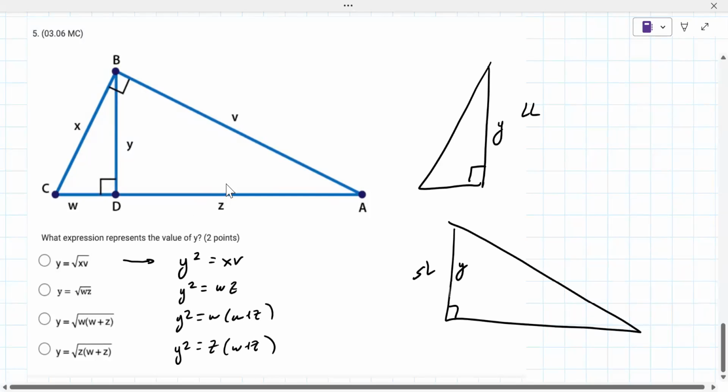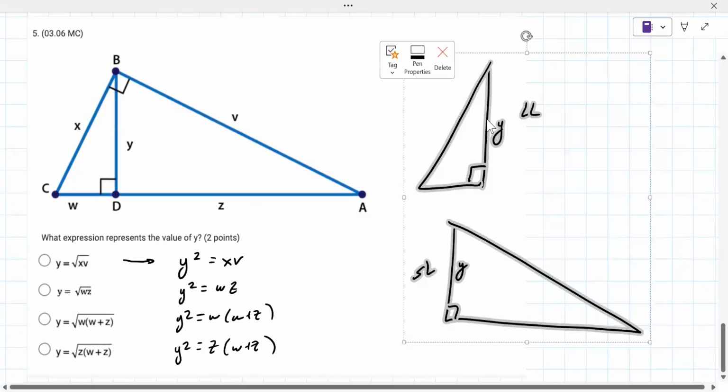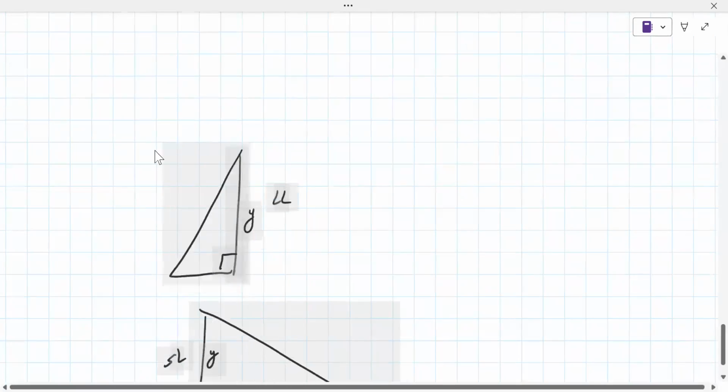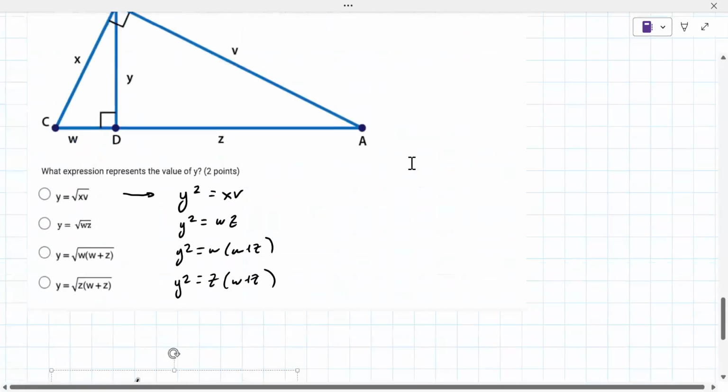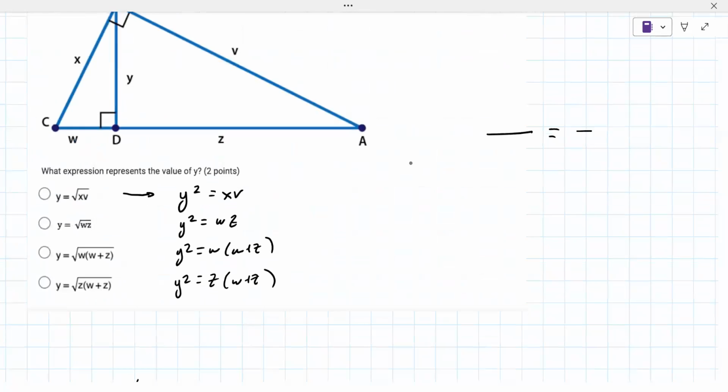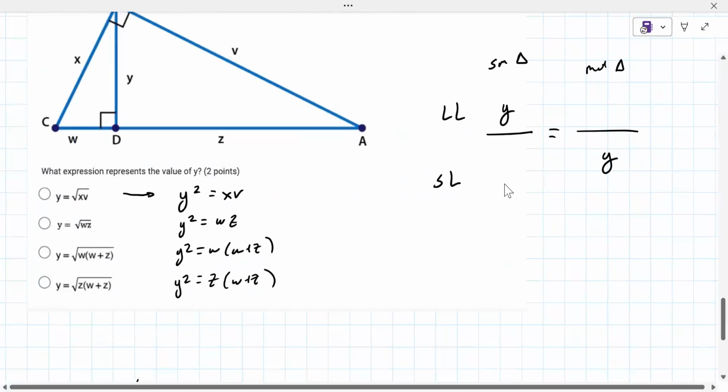Okay, so why does that matter? Well, I'm gonna need this area of the screen, so I'm gonna just move this down. There it is. Okay, so there's a proportion here that's being set up, and y appears in two places. In the small triangle, it is the long leg, and in the medium triangle, it is the short leg.